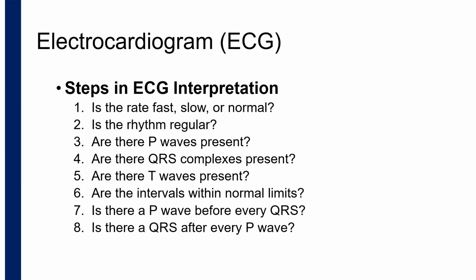So these are the steps that you should take when you are interpreting an EKG rhythm. So you're first going to see what the rate is. Is it fast, slow, or normal? Then you're going to check to see if the rhythm is regular. Then you're going to piece it apart. Are there P waves? Are there QRSs? Are there T waves? You can then measure the intervals to see if they're within normal limits. Then check to see if there's a P wave before every QRS, and if there's a QRS after every P wave. So all of that is going to give you the clues to determine what type of rhythm you have.